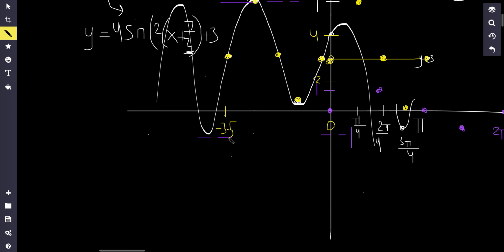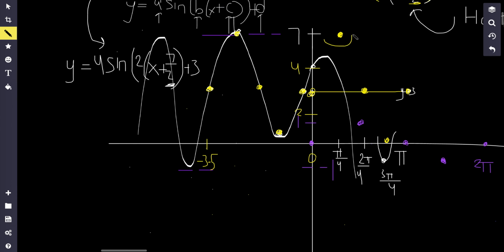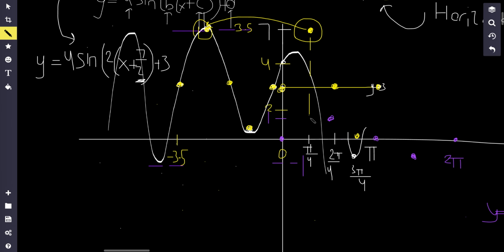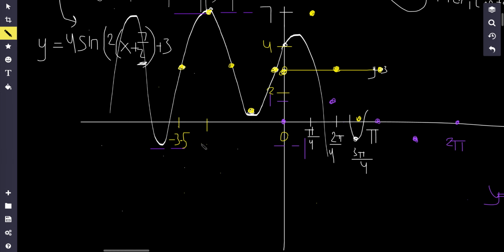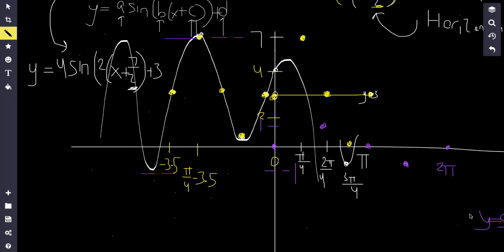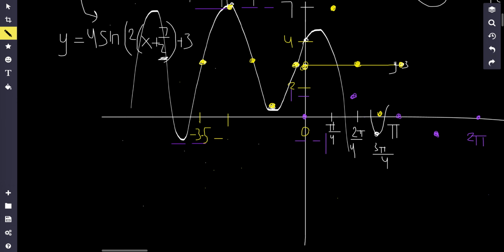Notice how originally our function, this point right over here, matches up with this point, and we moved this point to the left by 3.5 units. Now this point had an x coordinate of pi over 4. So if I move it to the left by 3.5 units, my new x coordinate is just going to be pi over 4 minus 3.5. Let me search up this value. Pi over 4 minus 3.5 is around negative 2.7.